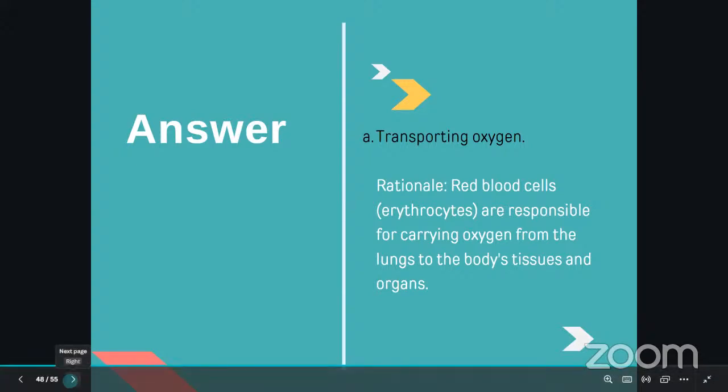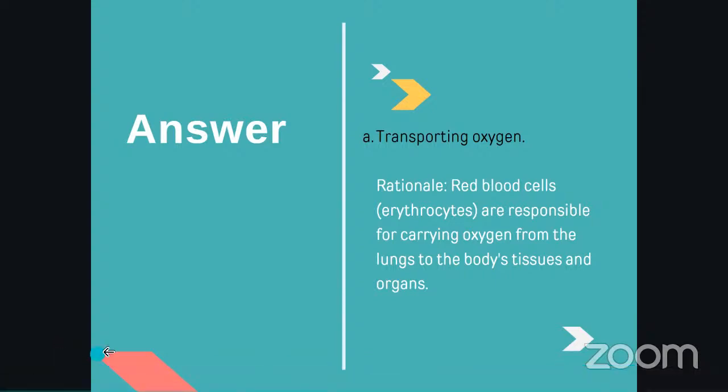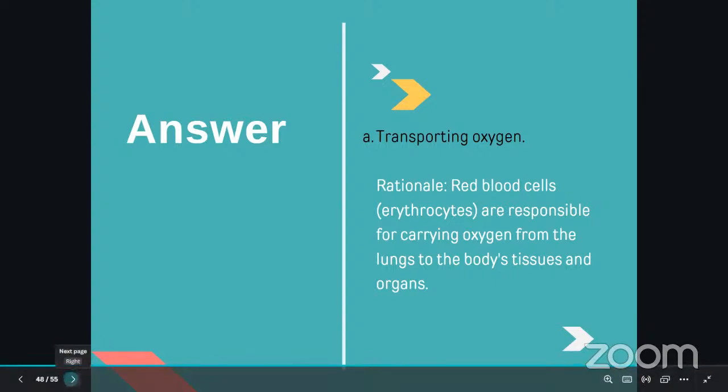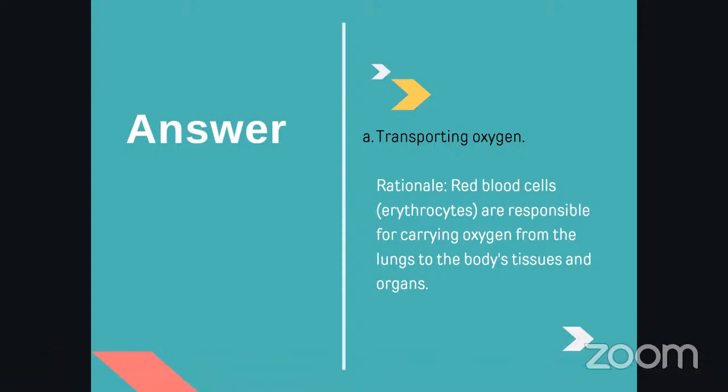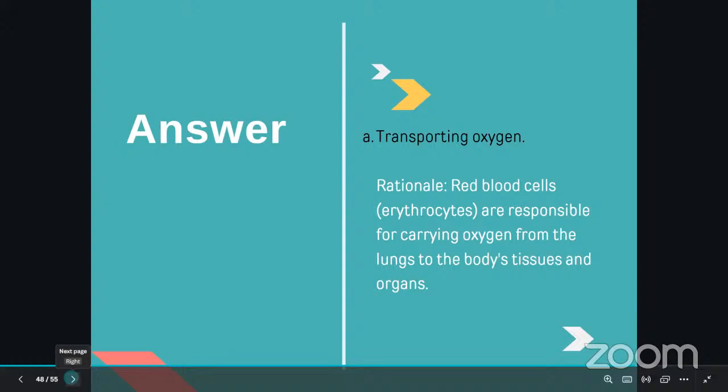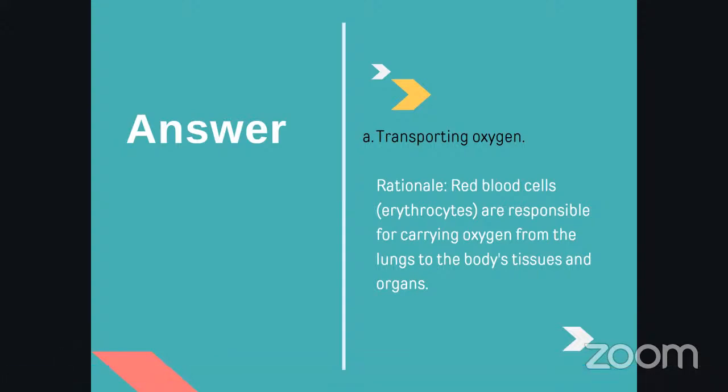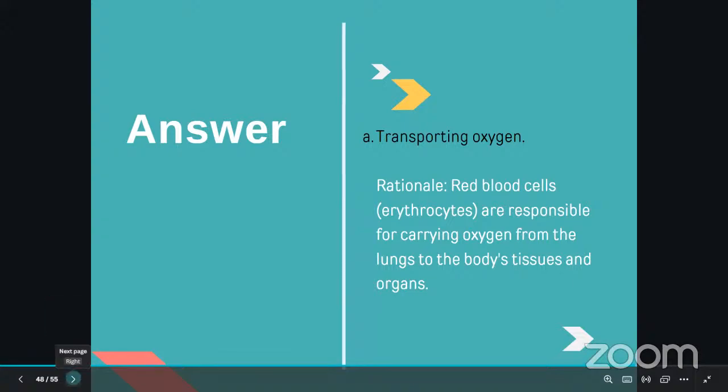They're responsible for carrying oxygen from the lungs through the blood to the rest of the organs. So it is very important that they transport oxygen to the rest of the body. This is a very classic symptom if somebody is anemic or has low red blood cells: they start to get short of breath because of the lack of oxygen in the blood supply.